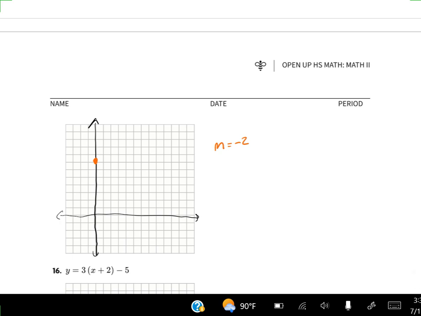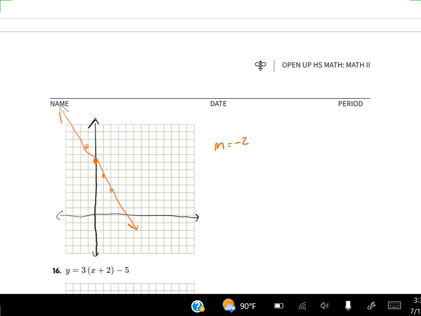So the slope is negative 2, so I'm going to go down 2 to the right 1, down 2 to the right 1. We could also go up 2 to the left 1, and that would also work. But here is our line. It should look something like that.